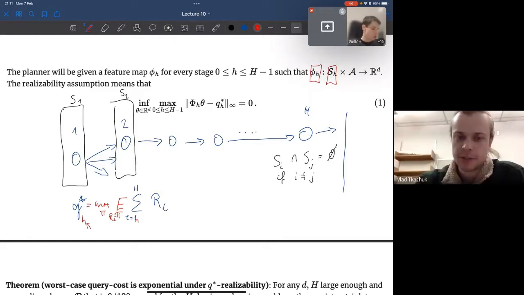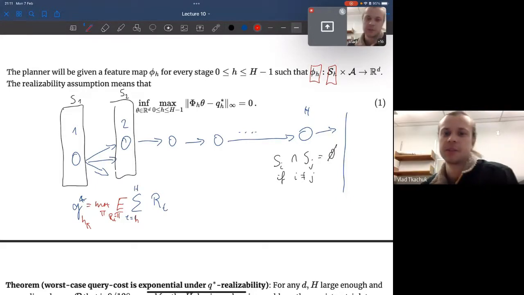I have a quick question about the Q star reliability definition there. So we have a theta shared across all time steps. Is that less general than if we have a theta that's time step dependent?